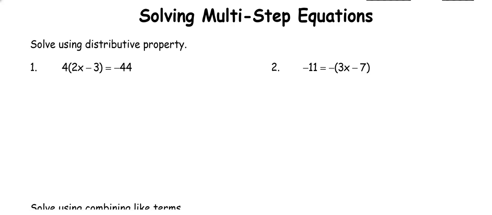This video is about solving multi-step equations. So first we're going to solve using the distributive property. So remember the distributive property, when there's parentheses, we need to distribute the number outside the parentheses. So we're going to multiply both terms by 4. So 4 times 2x is 8x, 4 times negative 3 is negative 12 equals negative 44.